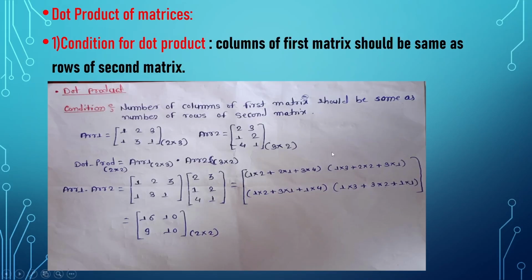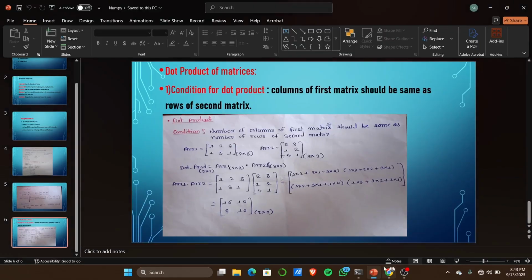So here you can see there is a condition for a dot product, guys, and the condition is that the number of columns of the first matrix should be the same as the number of rows of the second matrix. So this is the main condition for a dot product. So now we will implement this.